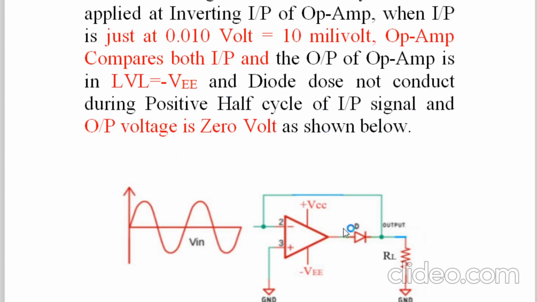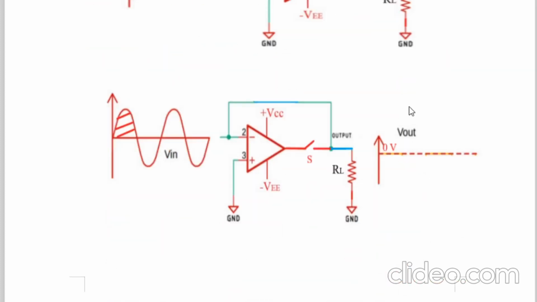Why does the diode not conduct? Because as soon as the inverting voltage becomes 10 millivolt and the non-inverting is 0 volt, the op amp compares this and its output goes to LVL, that is negative, minus 12. The diode's anode is at minus 12, and it behaves as an open switch. So simple it is. Therefore, during the positive half cycle, no current flows through RL, and it will not appear at the output. Now you can understand the negative half cycle on your own.